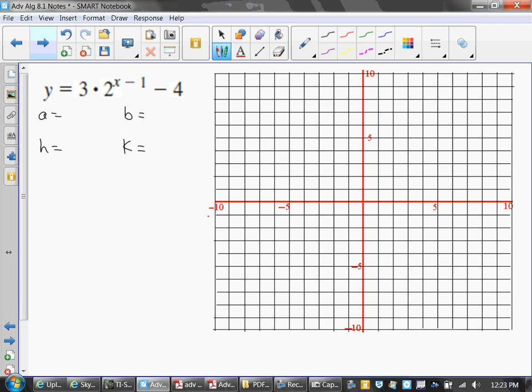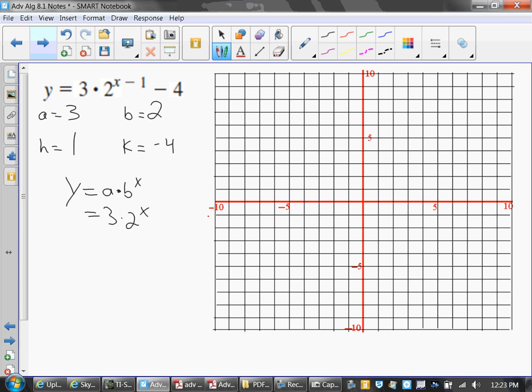Okay? I'm always going to do that. So what is my a value? A, B, H, K. Good. So now that I've done that, I'm going to plot the parent function. Your parent function is always going to be a times b to the x. So in this case, it's going to be 3 times 2 to the x. That's the first thing I'm going to plot.